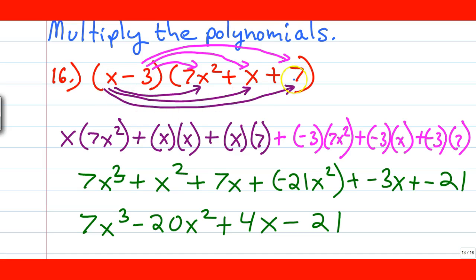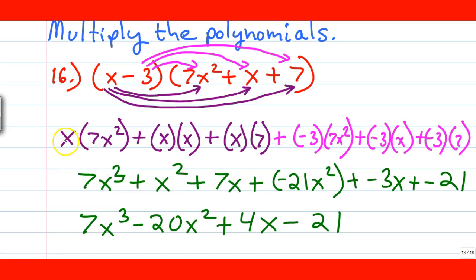Once I've distributed that x to each of the terms in the following polynomial, I move to the second term, which is the negative 3. I'm going to multiply the negative 3 to the 7x squared, multiply the negative 3 to the x, and then multiply the negative 3 to the 7. So this is what the result is.